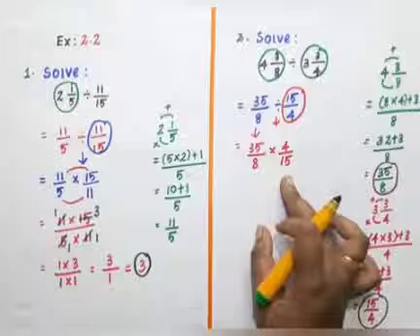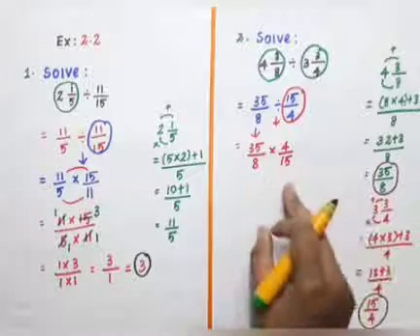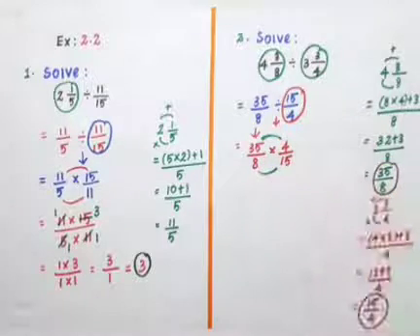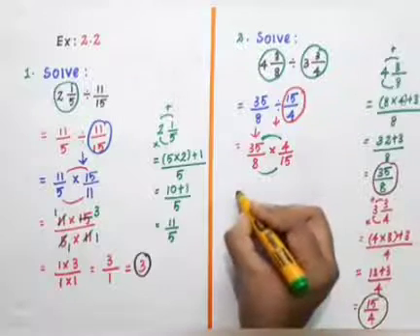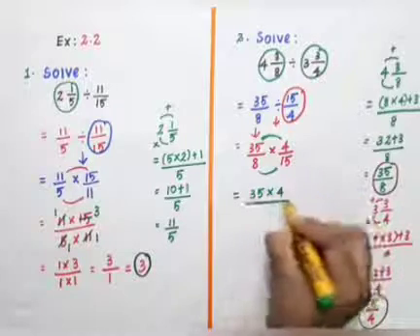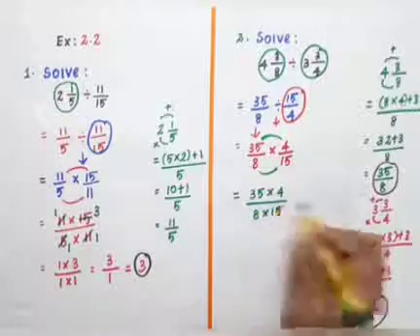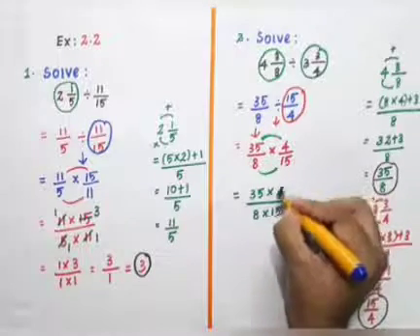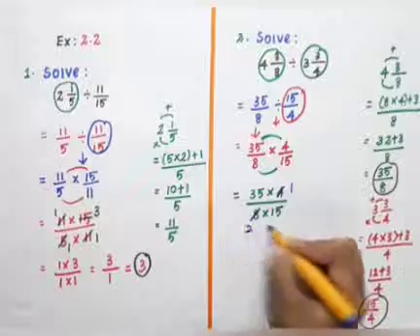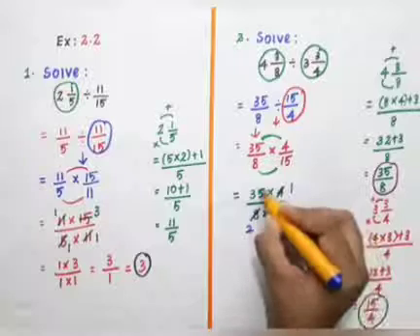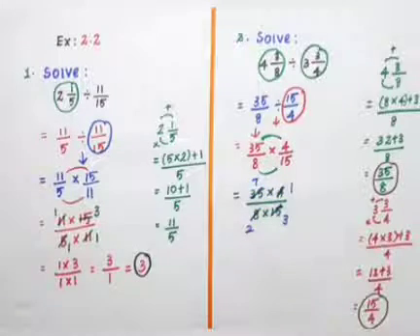According to the rule of multiplication, the product of two fractions is equal to the product of their numerators divided by the product of their denominators. So this is equal to 35 into 4 divided by 8 into 15. Now we can simplify this. Here 1 times 4 is 4 and 2 times 4 is 8. Here 3 times 5 is 15 and 7 times 5 is 35.